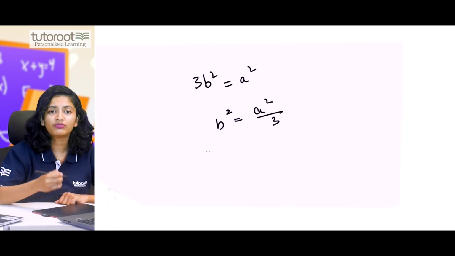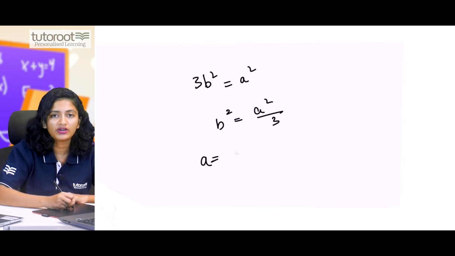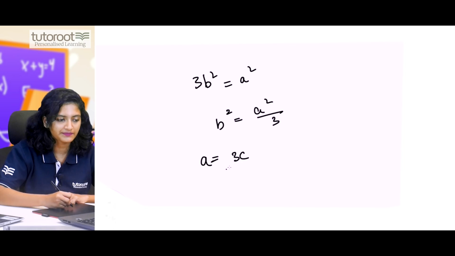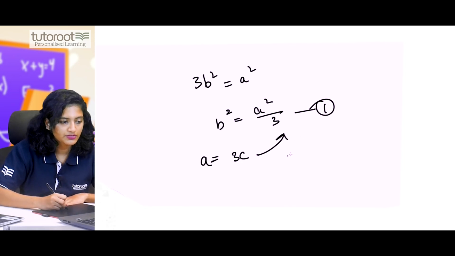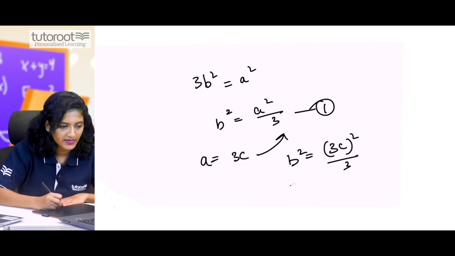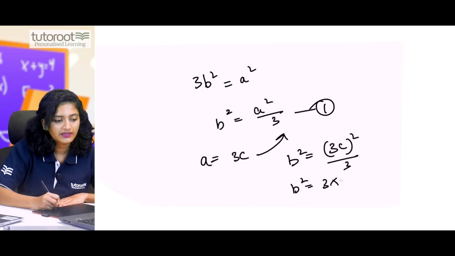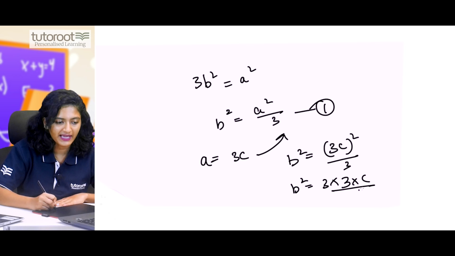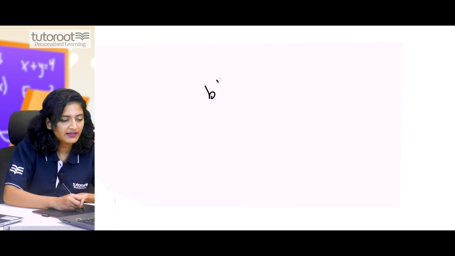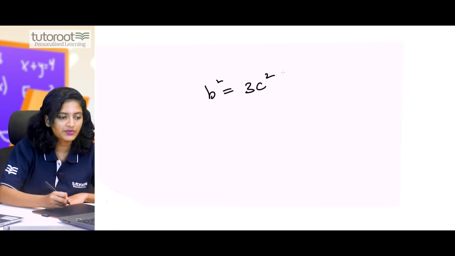Now from FTA, we can write a is equal to 3c, where c is an integer, okay? Now this will become your equation 1 and let's substitute this over here on top. So you have b square is equal to 3c squared by 3. Now how will you write that? b square is equal to 3 into 3 into c squared by 3. So 3 and 3 go out. That will give you b square is equal to 3c squared.